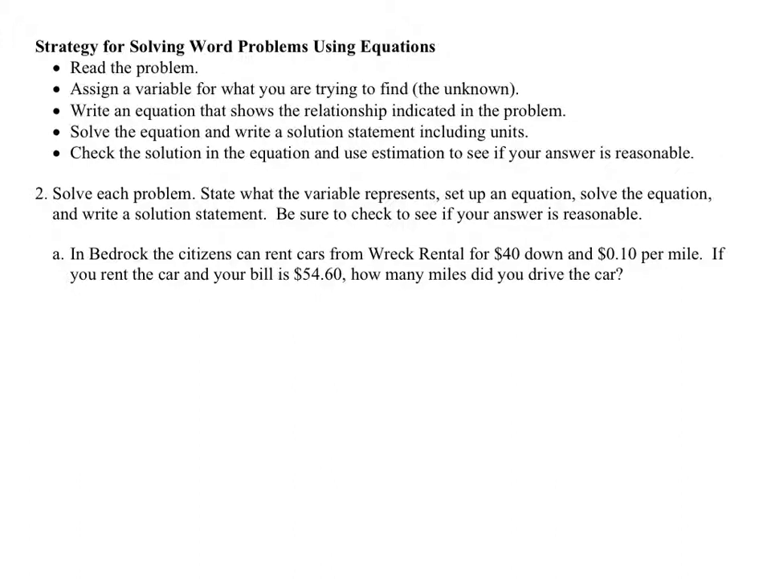Okay, so now we're going to do some word problems. So here's some strategy. This is my strategy, and actually the author of the book's strategy as well. We read the problem, we find out what we don't know, and we're going to assign a variable to that. You know, I don't know his salary. Let x equal his salary. Write an equation that shows the relationship. Solve the equation and write the solution statement with units. And then check for reasonableness. Okay, if his salary is $5 billion a year, we're in trouble. Okay, not even Bill Gates makes that much a year. Okay, so here we go.